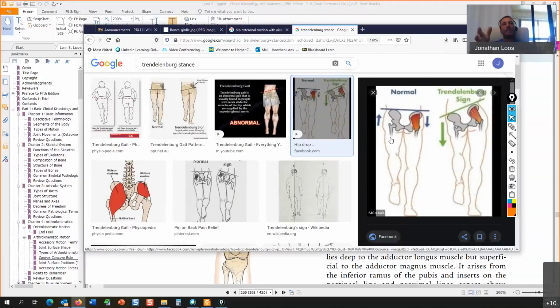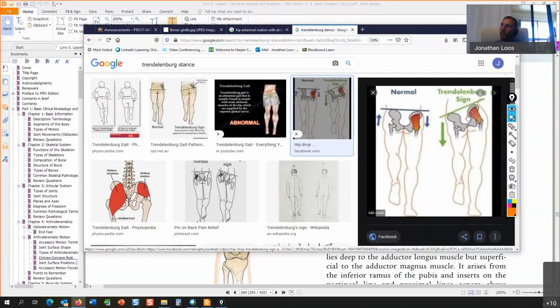So don't think of the adductors as bringing the leg in towards midline. The adductors and abductors are mostly working to keep your pelvis neutral, whether your left leg's on the ground and your right leg's up, or your right leg's on the ground and your left leg is up. So think of them in terms of that closed chain type function when we looked at that.